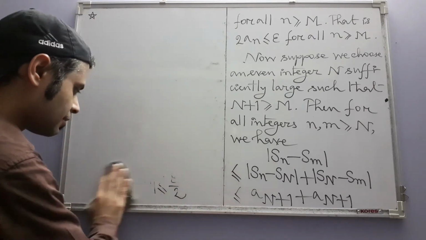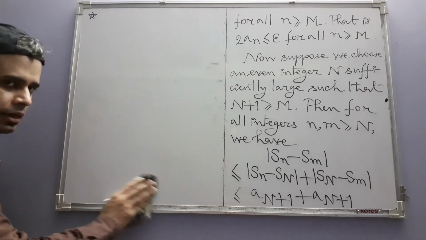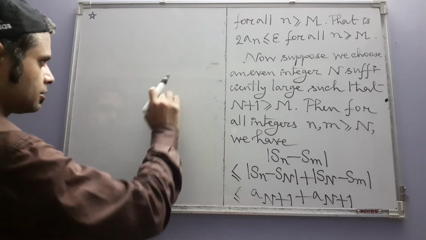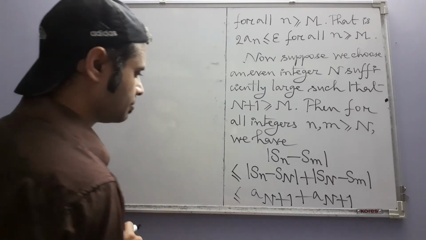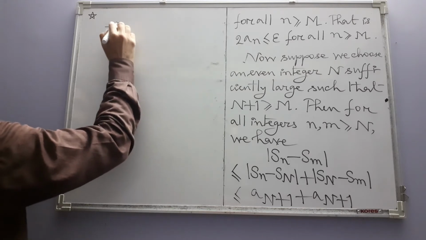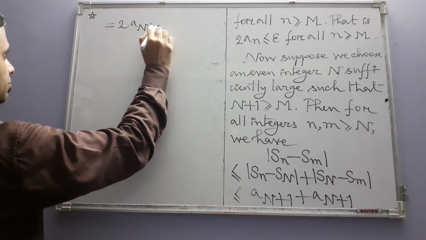this last part of the proof is not this elaborate in the text. However, I decided to show these things. The author simply mentions that it can be done. So this becomes equal to 2 times a_{N+1}.